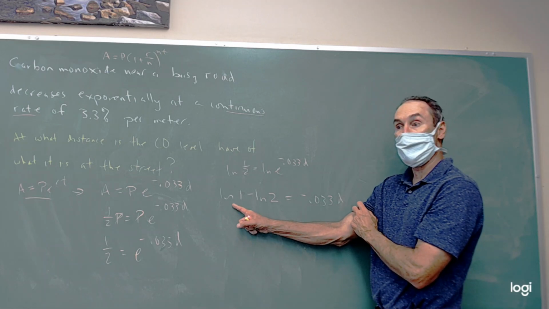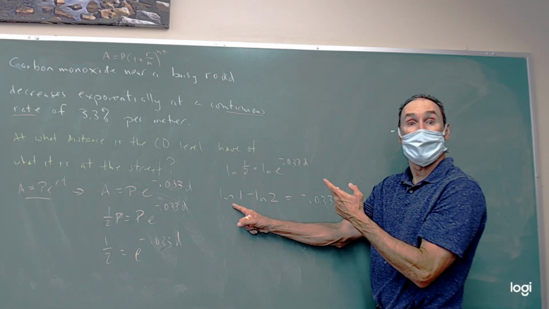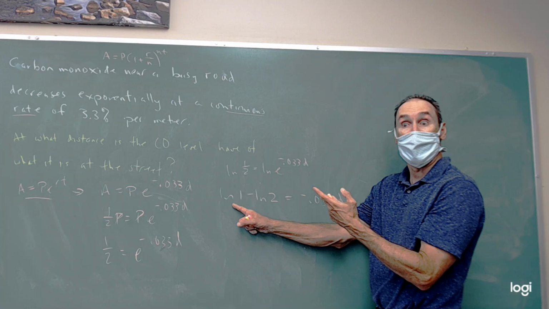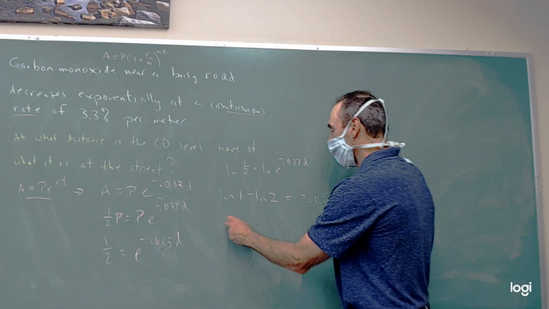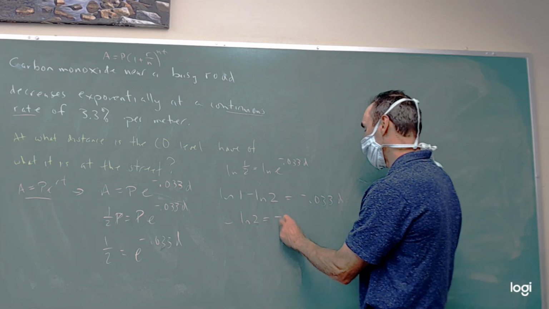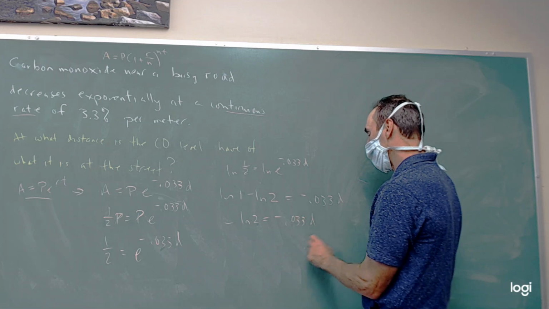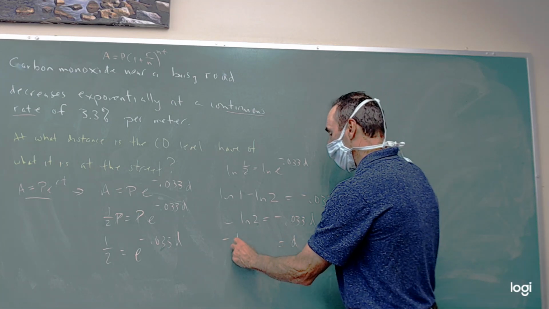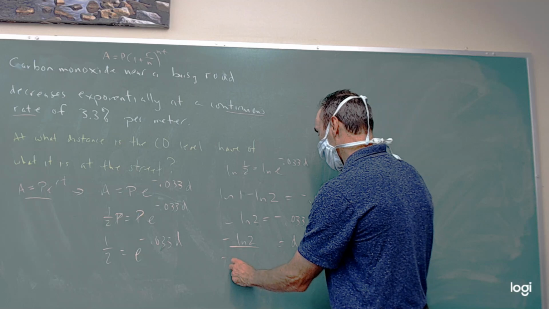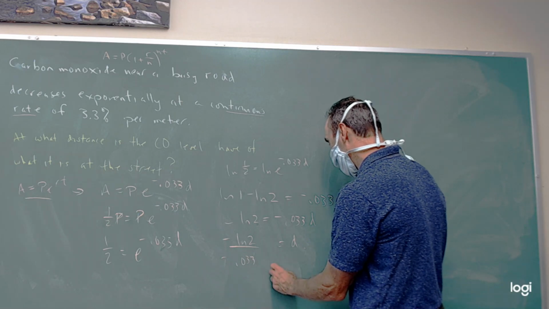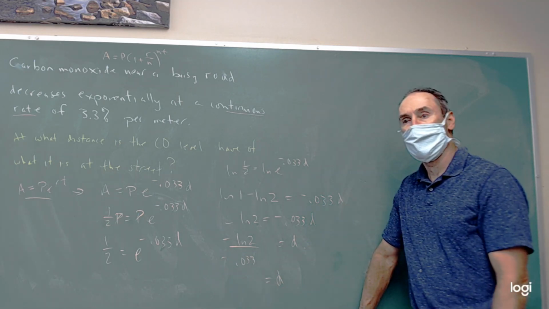It gets even better. We said the natural log of 1 is 0, very good. So we get negative natural log 2 equals negative 0.033d. So d is going to be negative natural log 2 over negative 0.033. And you can throw that on your calculator.